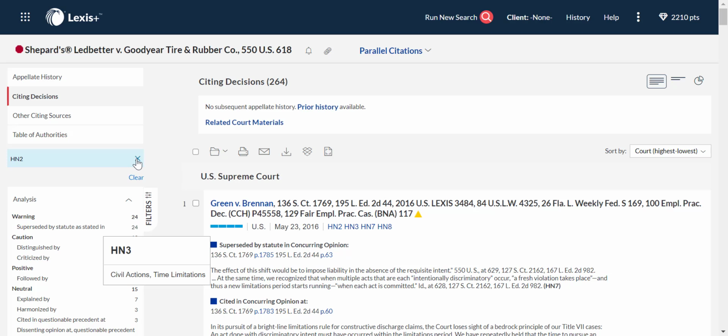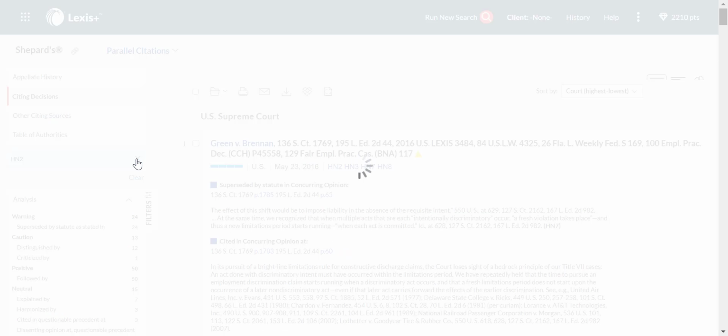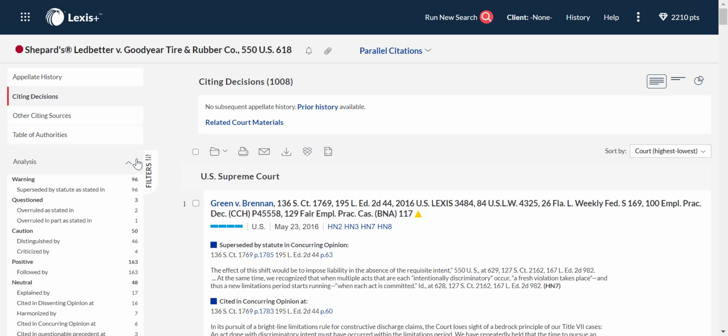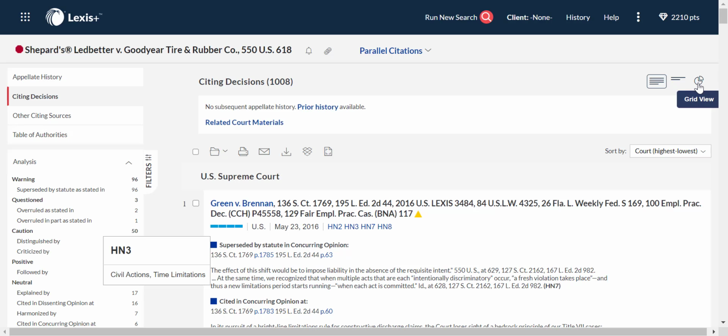Now, the other way to customize your Shepherd's report or to see it more visually is to use the citing grid or the grid view. When you're in a Shepherd's report, and remember, we could either Shepherdize the full document or go to a particular treatment category or Shepherdize by headnote like we just did, you will see a pie chart icon up at the upper right-hand corner. If you hover over it, it says Grid View.